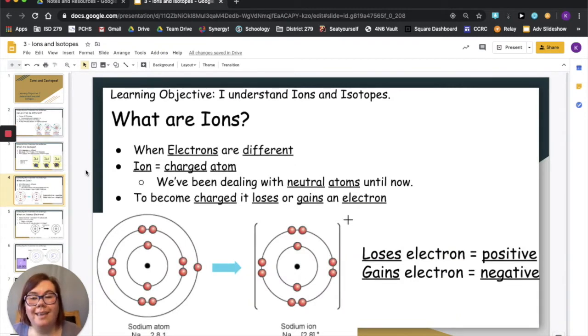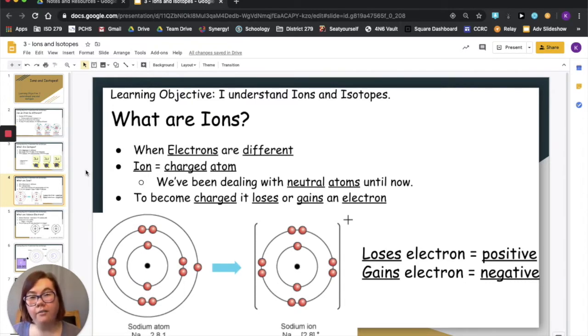Ions are when the electrons are different. The word ion means a charged atom. Remember we said that the atoms we were building before were neutral. They had the same number of protons and electrons. Now that number is going to be different. Our number of electrons is going to be different. We've been dealing with only neutral atoms so far. To become charged, it loses or gains an electron.